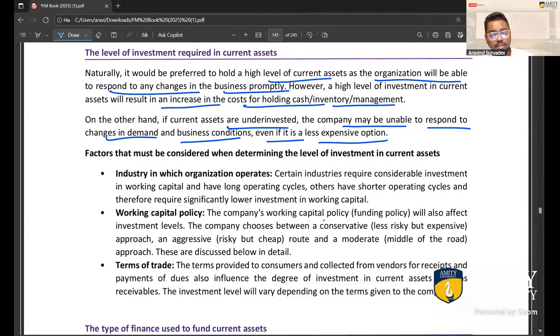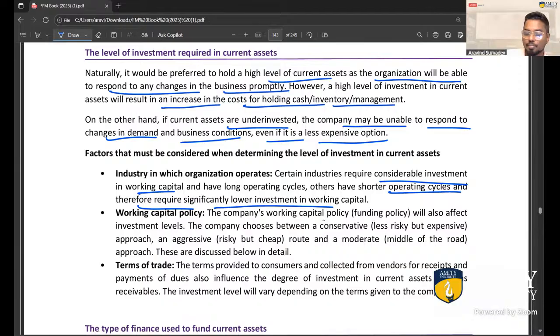Now, factors that must be considered when determining the level of investment in current assets. Industry in which the organization operates. Depending on your industry, the level of current assets required, the level of working capital required would be different. Certain industries require considerable investment in working capital and have long operating cycles. Others have shorter operating cycles and therefore require significantly lower investment in working capital. Think of restaurants versus construction companies, guys. Both are businesses, both have working capital involved. The working capital cycle in a construction company would be quite long, whereas the working capital cycle in a restaurant would be much lower.